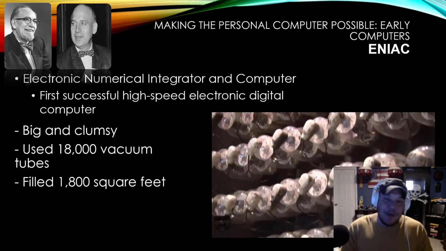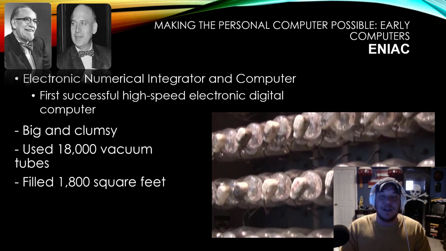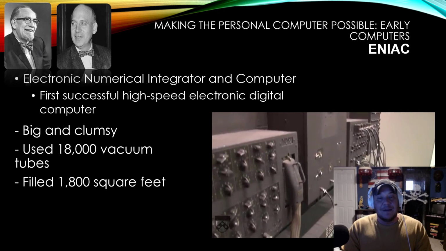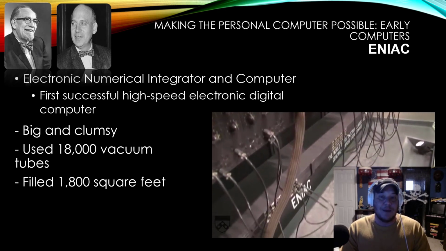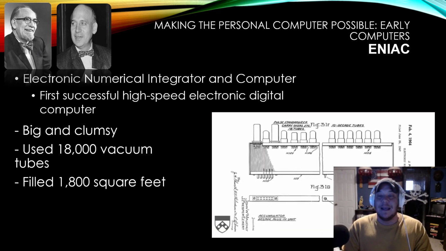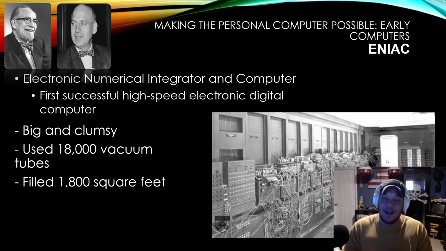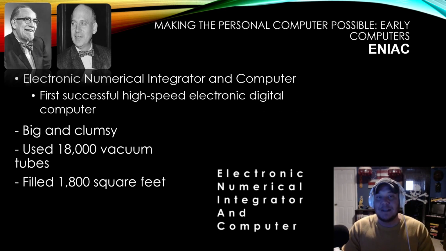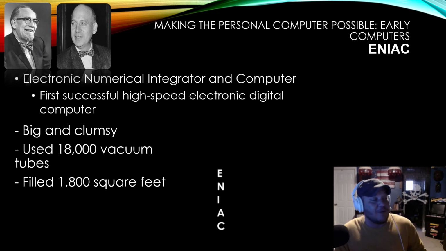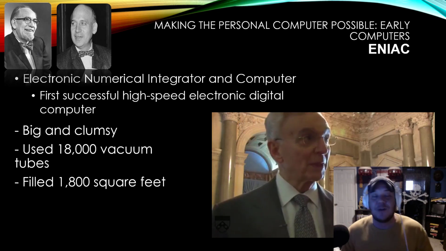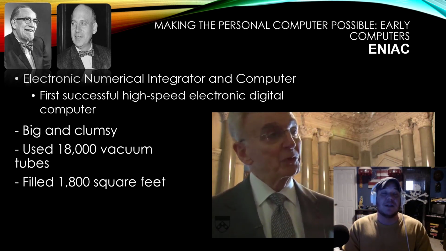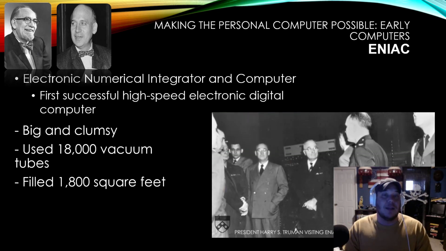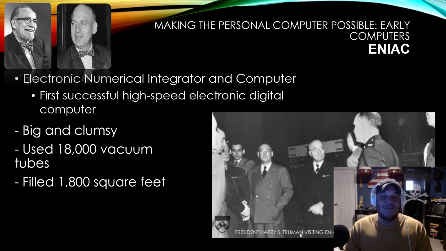Now, the Electronic Numerical Integrator and Computer, ENIAC, was another U.S. government-sponsored project. It was developed to calculate the settings used for weapons. It was created by John W. Mauchly and J. Presper Eckert at the University of Pennsylvania, and was placed in operation in 1944. Now, though the ENIAC is generally thought of as the very first successful high-speed electronic digital computer, it was big, it was clumsy, and it did not work very well.